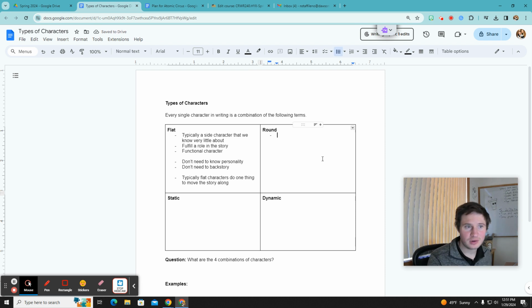They're either flat or round. A round character is a character with a full personality. This is a character that is being developed.